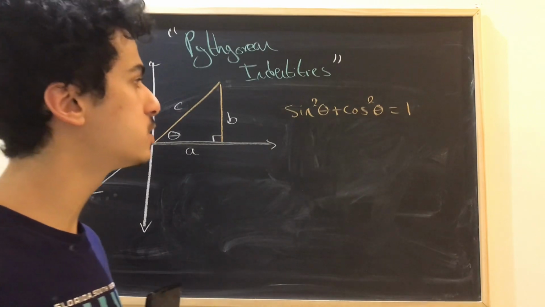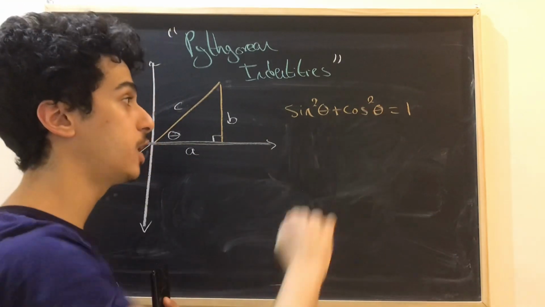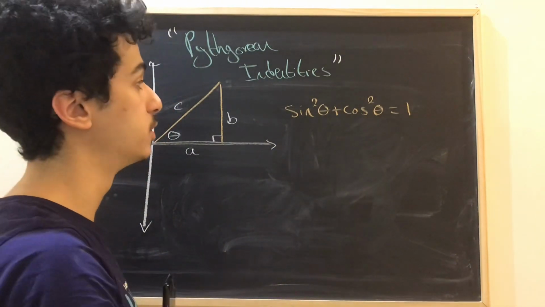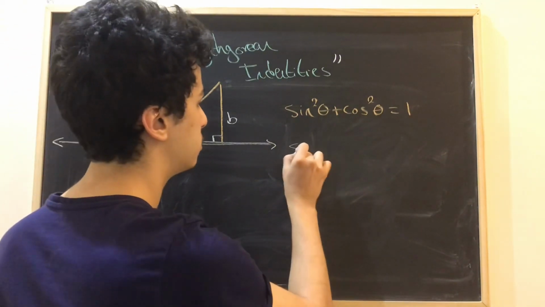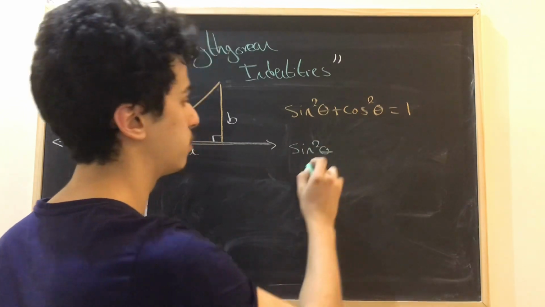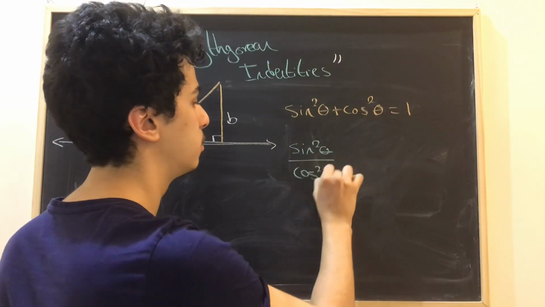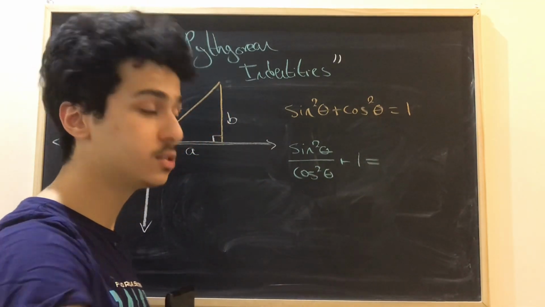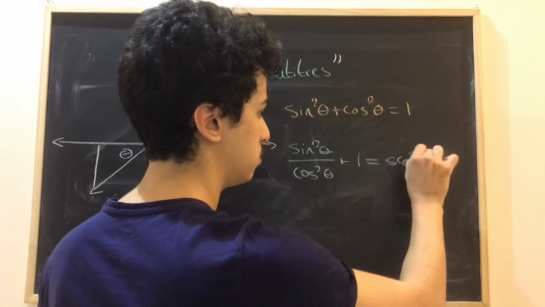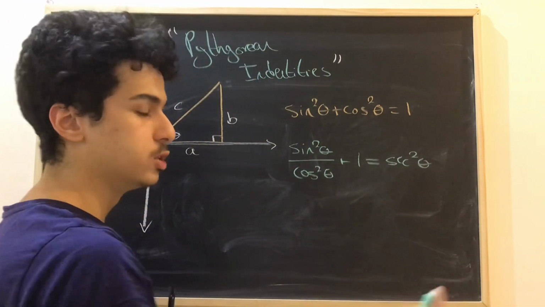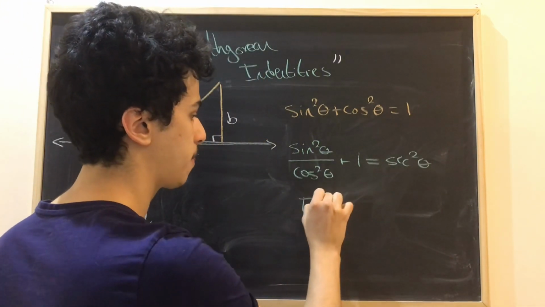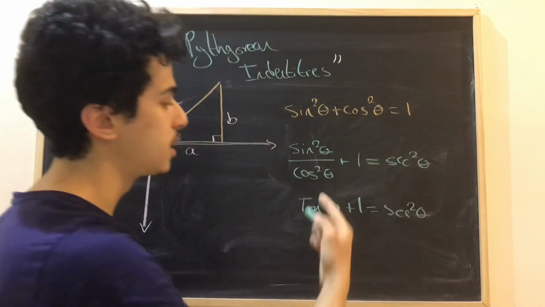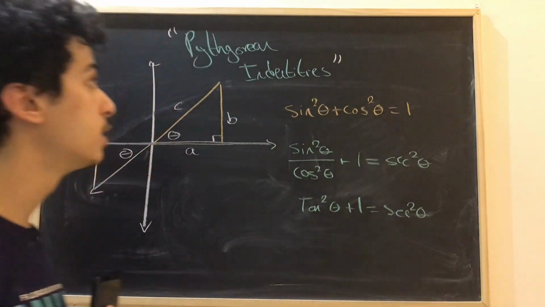Now what we can do is divide by cosine on both sides, except cosine has to be not equal to 0, just so it doesn't become undefined, but that's fine. So sine squared theta over cosine squared theta plus 1 is 1 over cosine squared, which we already know as secant squared. Sine over cosine is just tangent, plus 1 is secant squared theta. And that is the second Pythagorean identity.